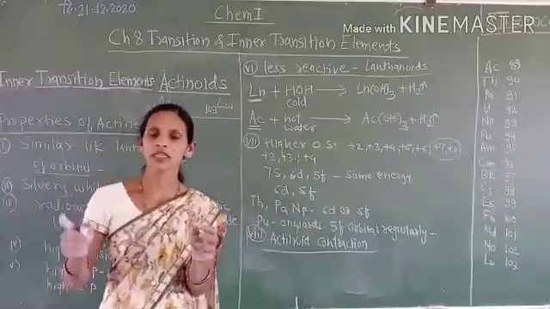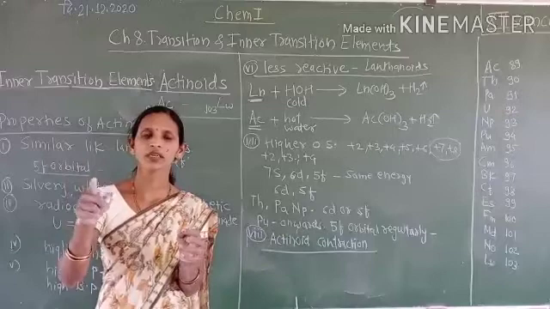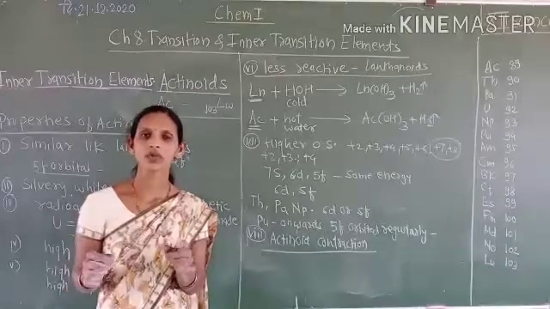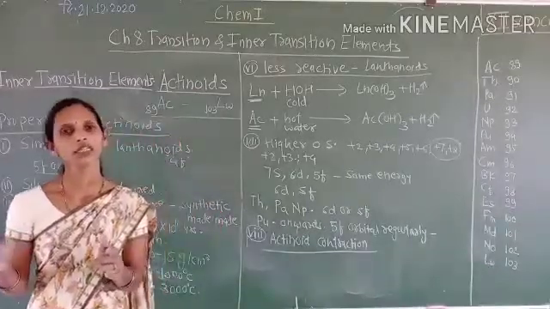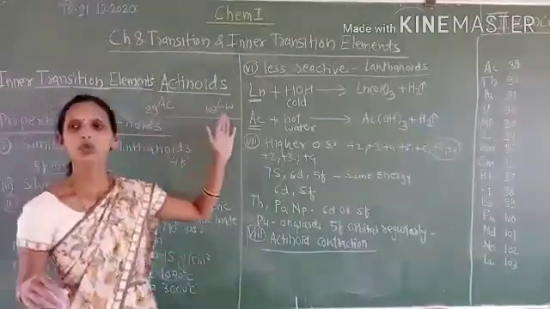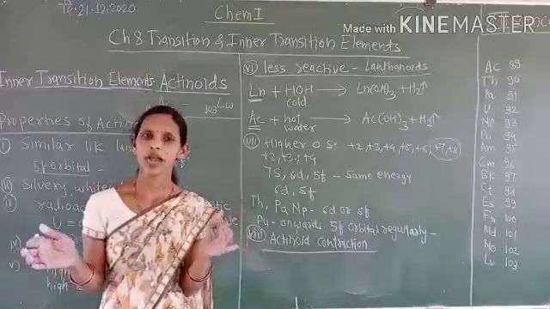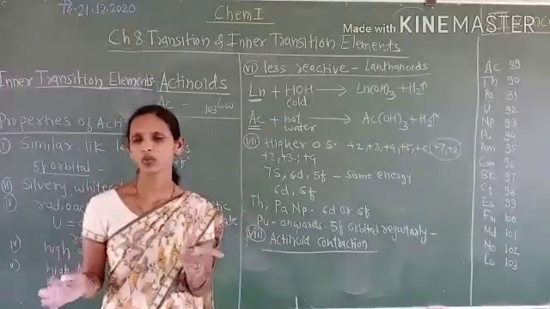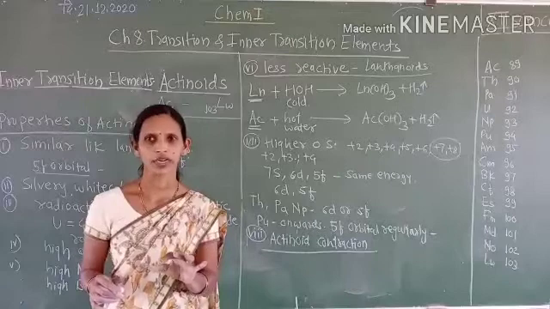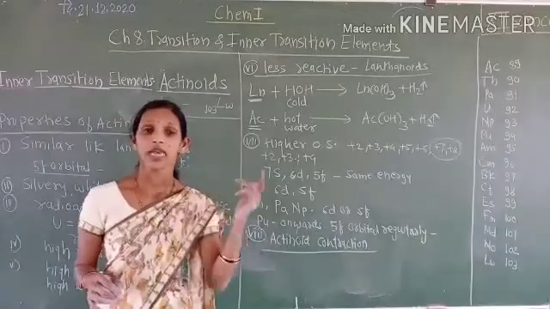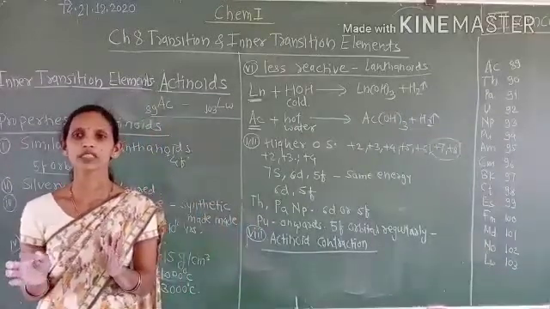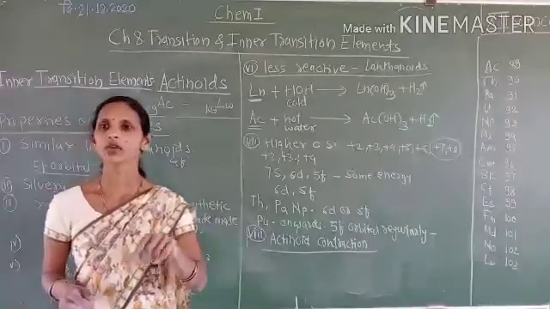Effective nuclear charge increases as one extra electron is added in the next element, so it increases by 1 unit for each next element from actinium to lawrencium. Therefore atomic radii or ionic radii decrease from actinium to lawrencium, and that effect is called actinoid contraction. Here, actinoid contraction is more than the lanthanoid contraction.